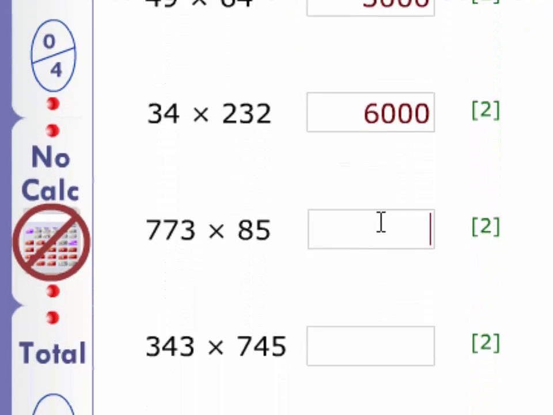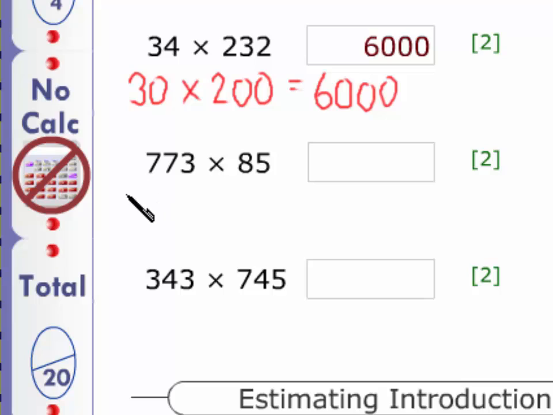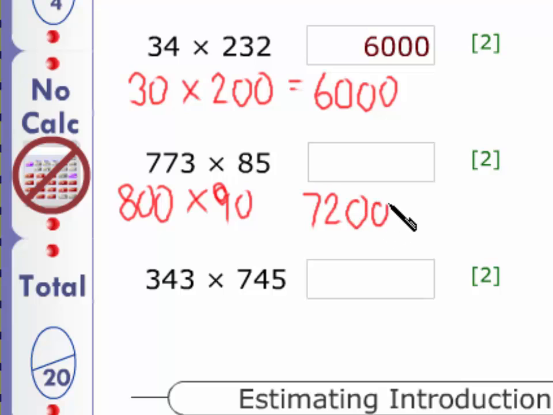Let's try 773 times 85. 773 is more easily seen as 800. 85 is probably easier to see as 90. Forget the zeros for a minute. 9 eights are 72. Add in the 3 zeros. So the answer is 72,000.